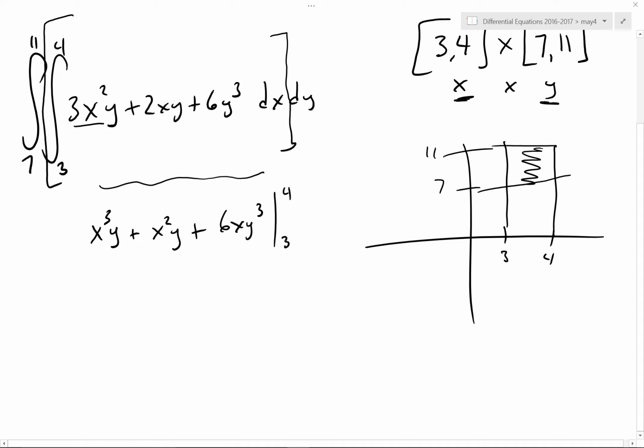There we go. Nice. Wait a minute. That means if I come in here, I'm going to get 64y plus 16y plus 24y cubed minus.